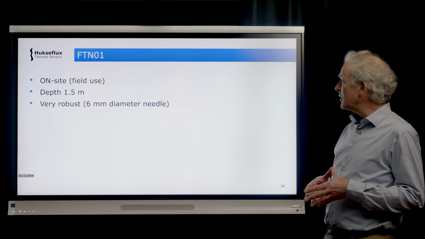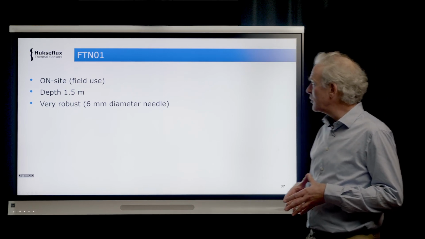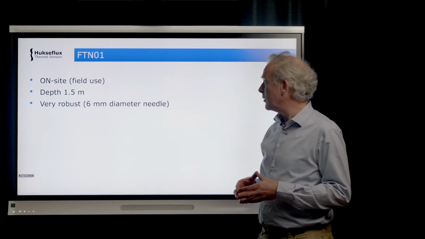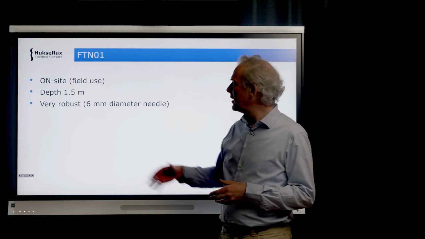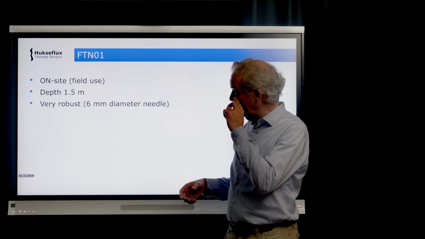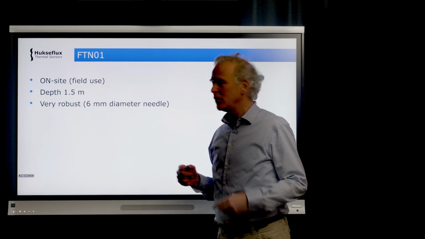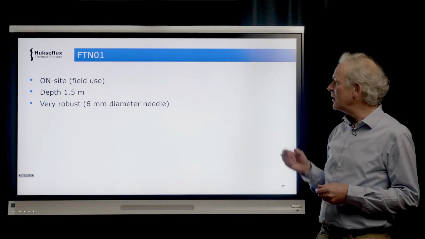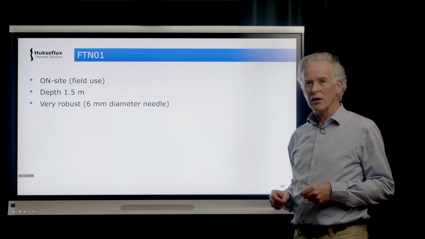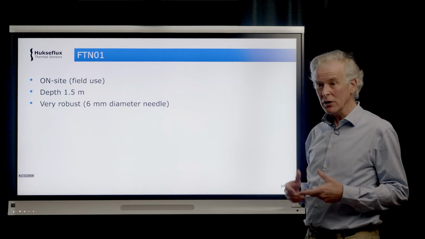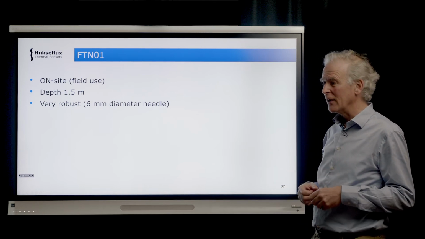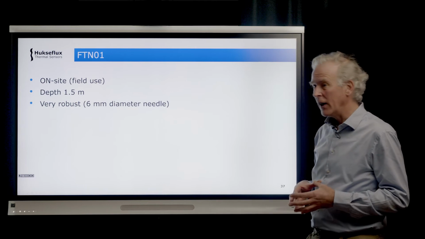This FTN system is used on site, so field use, at a depth of 1.5 meters, and it's designed for robustness. The needle diameter is about 6 millimeters, so that can withstand a lot of force and rough handling.